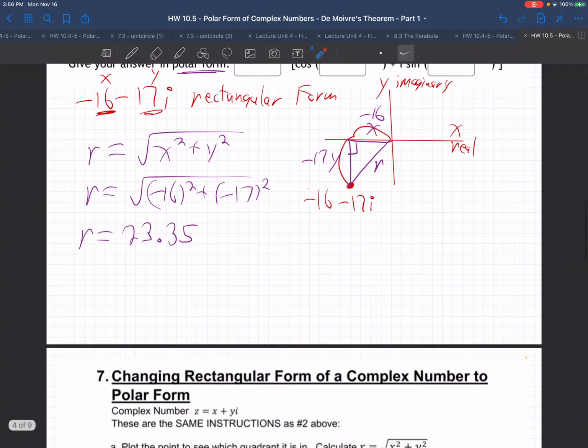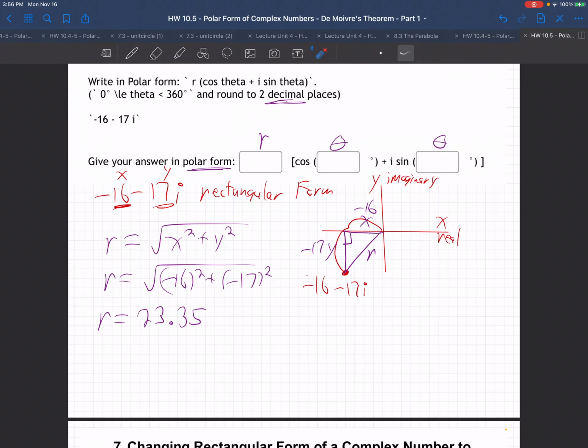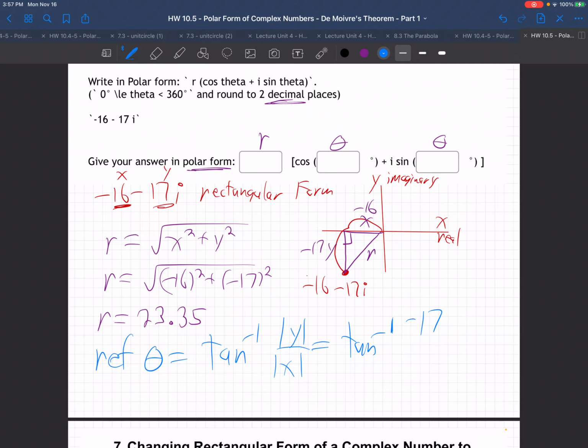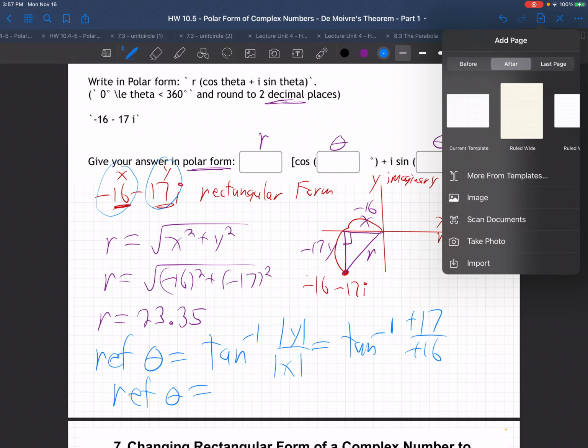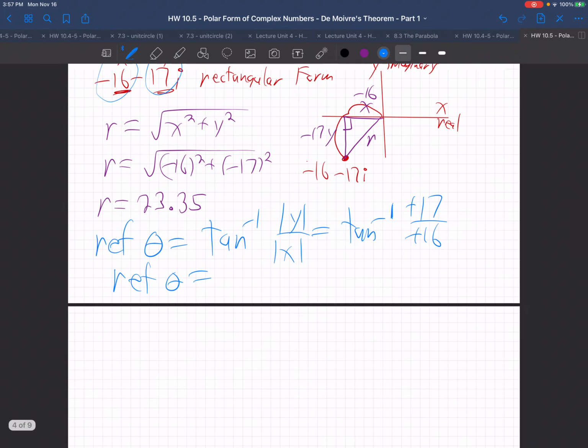So let's do it. The reference angle is inverse tangent of absolute value of y over absolute value of x. So that's inverse tangent. Absolute value of y is positive. This is the y, this is the x, right? Positive 17 over positive 16. So the reference angle, let me hit the buttons on my calculator. Let's see what we get here. Make sure you're in degree mode, right? We're doing degrees on this one.